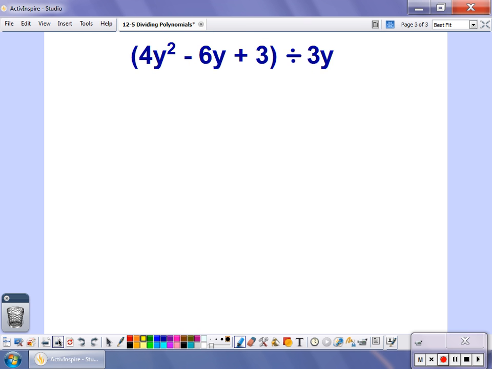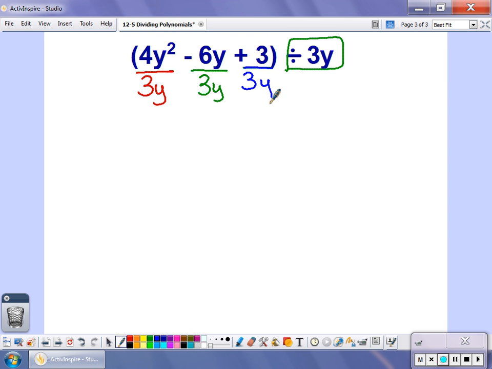Now the last type of problem you're going to see, same idea, except for the fact that we might get an answer that looks a little weird. When you divide these polynomials, there's no guarantee that the answer you get is going to be really nice and pretty. Sometimes you're going to get things that look a little strange. So again, I'm going to take this monomial right here, this 3y, and I'm going to divide each term by 3y. Okay, so I just rewrite all these problems, and then we're going to go through and simplify.